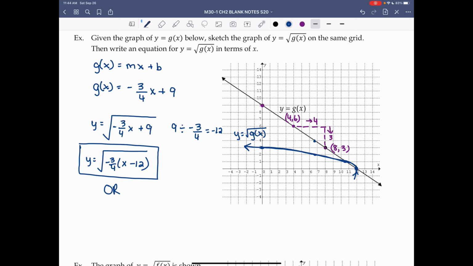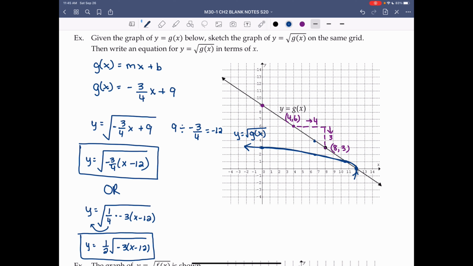Or we can take out as much of that coefficient as we can and create an a value. y equals square root. I can split up my fraction because I know that 3 is not a perfect square, but 4 is a perfect square. So I can write it as 1 over 4 times negative 3 and then x minus 12. And then I can take out the 1 over 4 because I can take the square root of it. So it becomes y equals the square root of 1 over 4, which is 1 over 2, and then square root of negative 3 times x minus 12. So that's another option for how we can write the equation of our function y equals the square root of g of x.